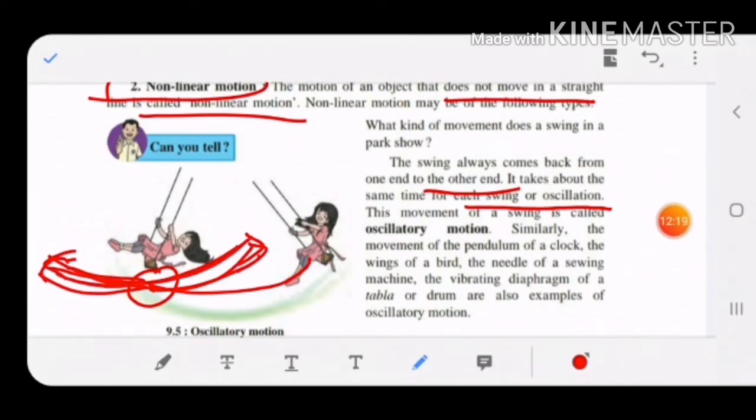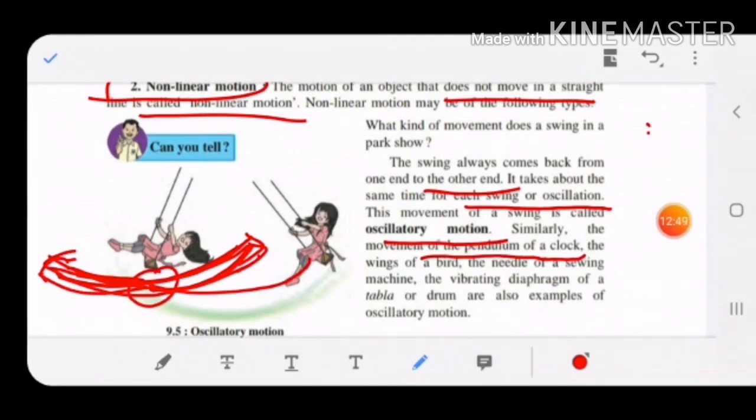Or you can call it an oscillation also, that it goes backward and comes front. This movement of a swing is called oscillatory motion. Such a motion, moving of an object backwards and front, is called oscillatory motion. So what other examples can you give of oscillatory? The movement of the pendulum of a clock. In old times the clocks were there, in the big havelis.